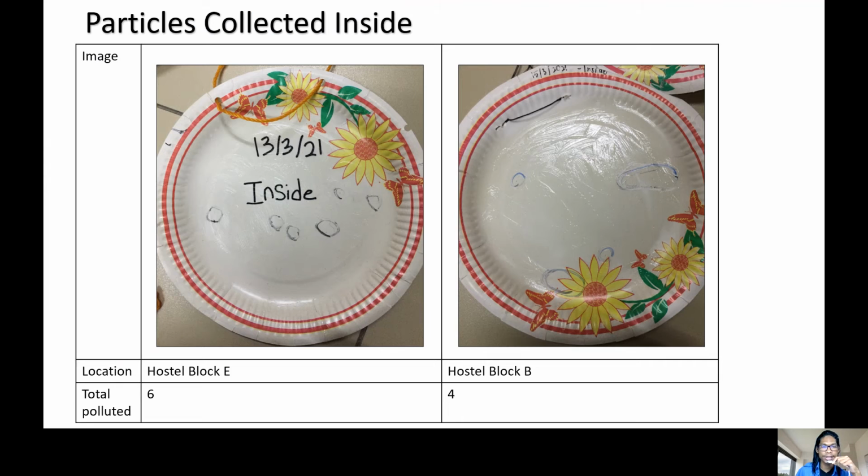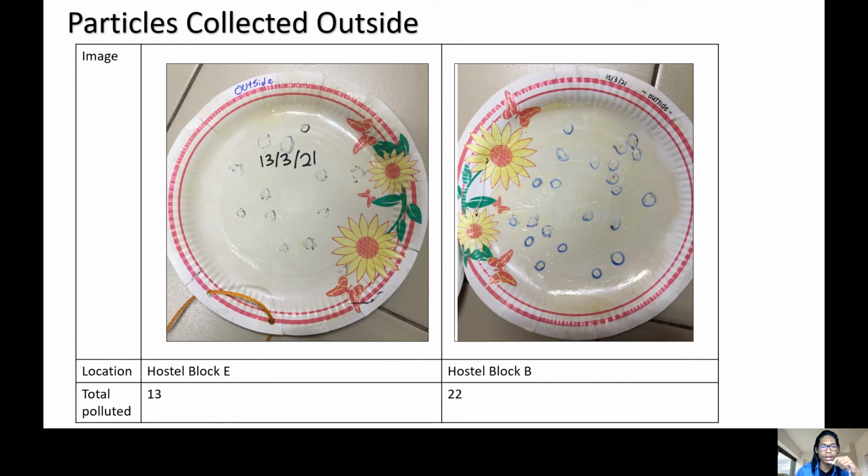Okay, next, these are the results obtained for the location at UniKL MICET. For the particles collected inside, compared across two different locations, hostel block E and hostel block B, the total for hostel block E is 6 inside, while 4 outside. And for the particles collected outside, the total at hostel block E is 13, while the total for block B is 22.